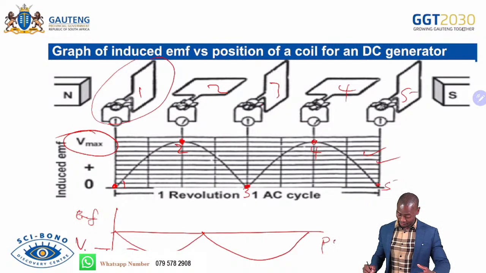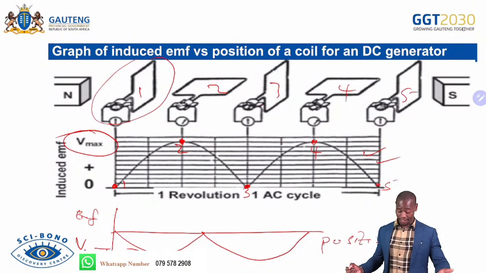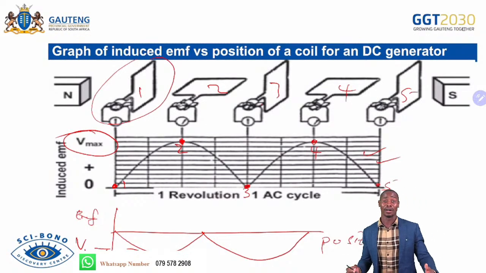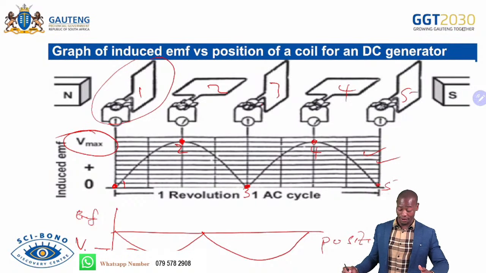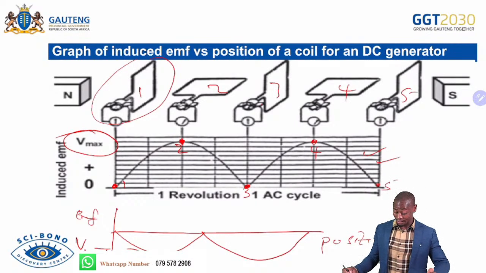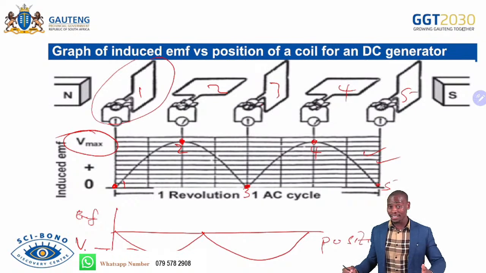then you will have your Vmax there, versus the position. Even your graph of current versus the position, same shape, it's just that now you will have a current, and for the other graph it will be the potential difference. So that is the difference between your AC generator and your DC generator.